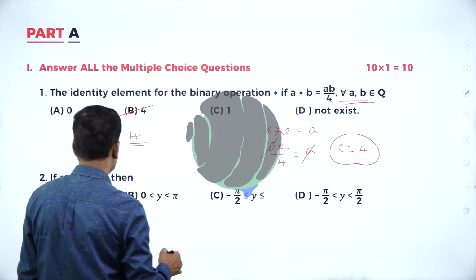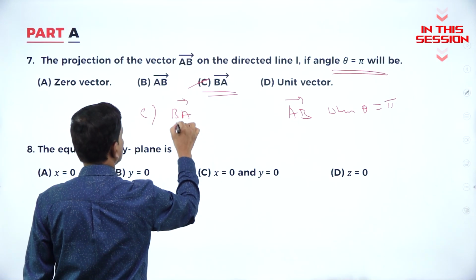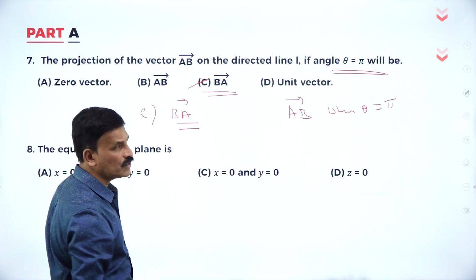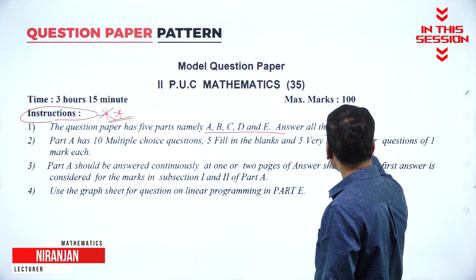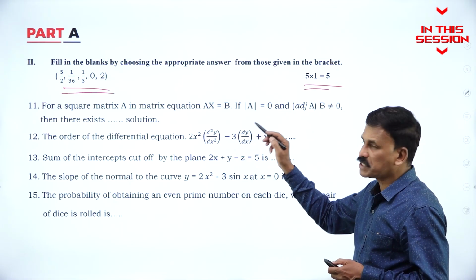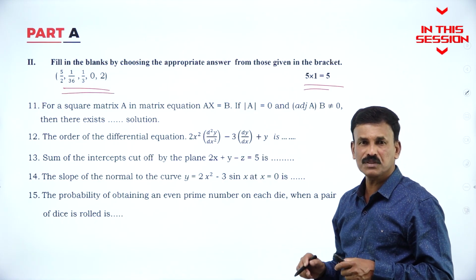So the range for cot inverse x is nothing but 0 < y < pi. If theta is equal to pi, 180 degrees, then the projection of AB will be BA. The question paper has 5 parts A, B, C, D, E. Answer all the parts. This is a very important point. The first part and second part must be answered continuously in the first 2 pages of the answer sheet.